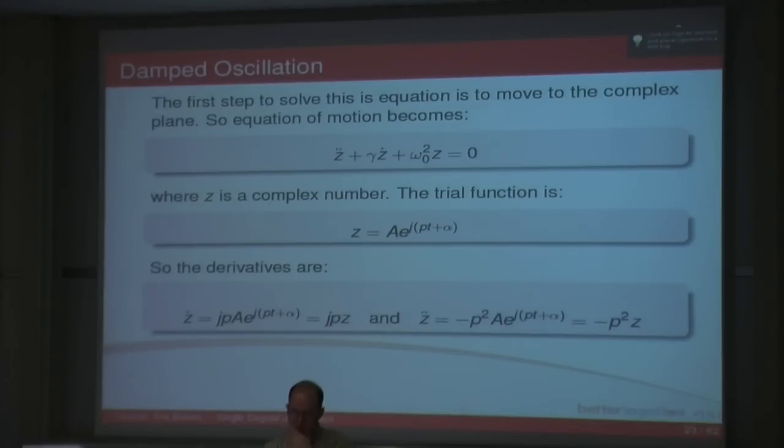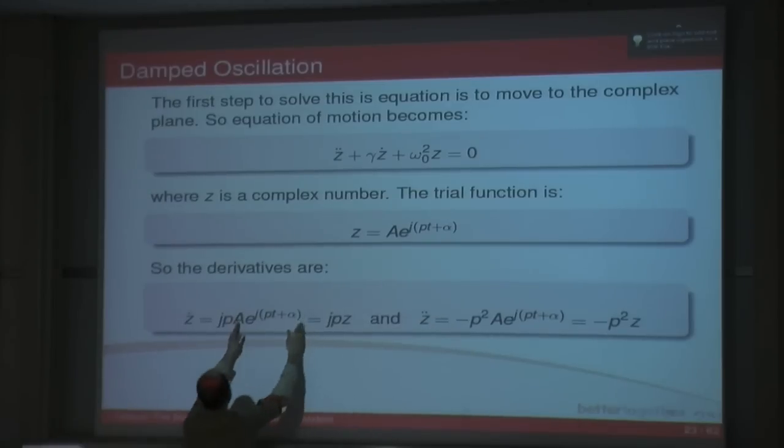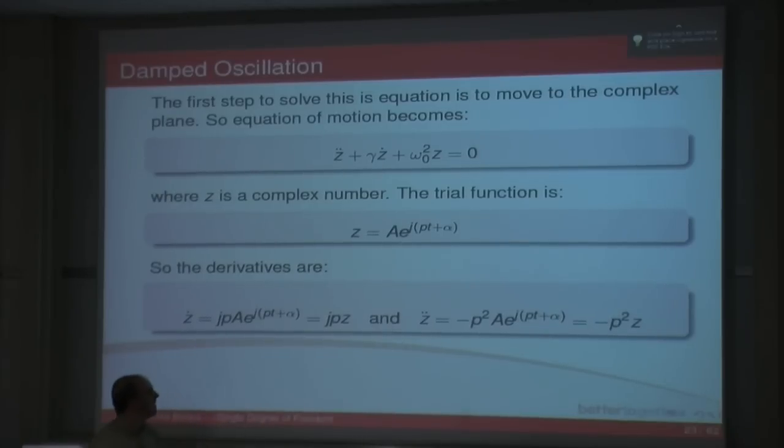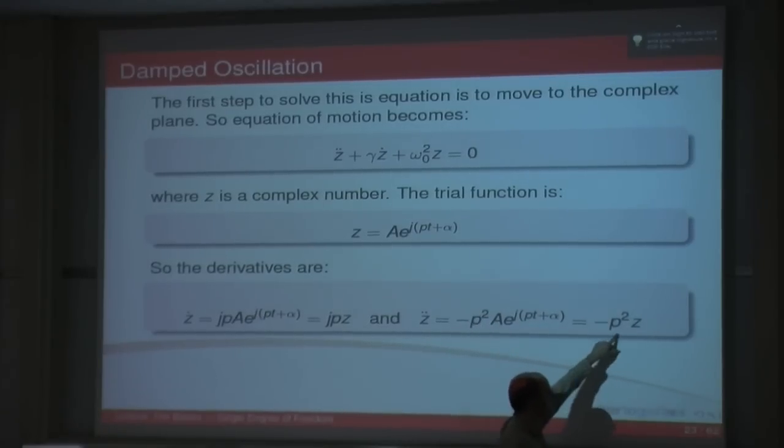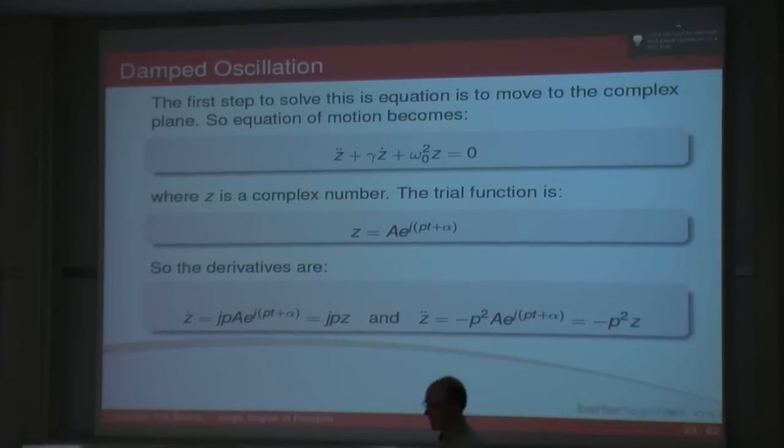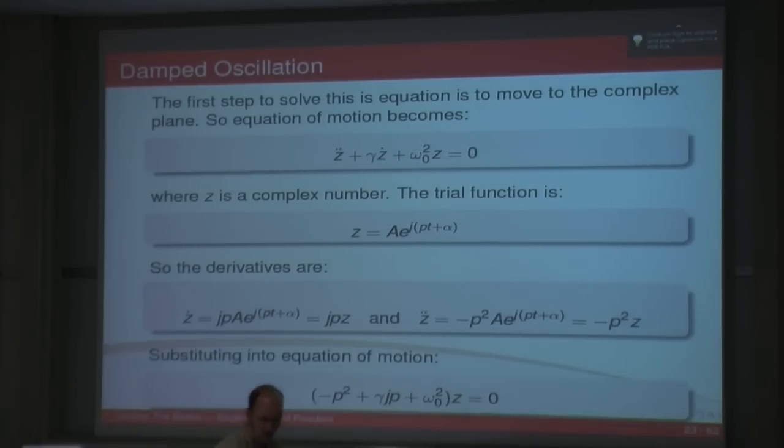Well, we take the first derivative and the second derivative of that. It's quite easy. First derivative, a jp comes out. So we have jp A e to the j(pt plus alpha). And so obviously if z equals this bit, then we can say it equals jpz. And if you take another jp out, obviously j times j is minus 1, you get a p squared, so it's minus p squared times z. We can stick that into our differential equation, the one at the top, to get that. So I've stuck those things in, I've taken out the z, and we've got this equation.